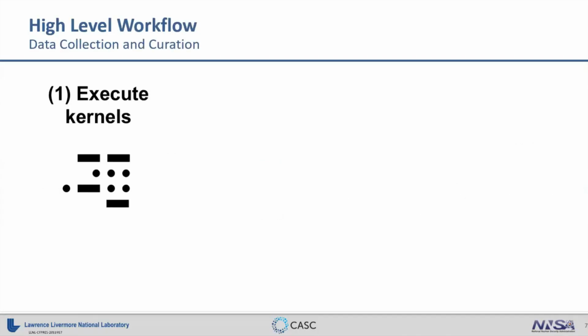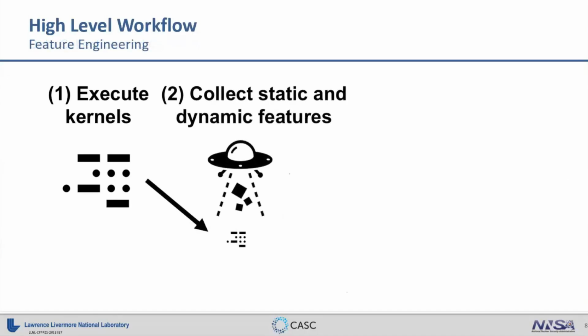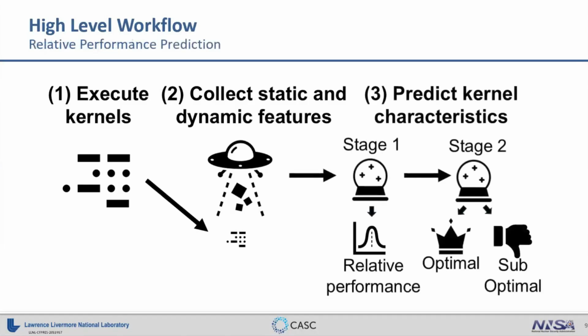So we began our predictive model with data collection and curation from multiple offload application executions. Next, we took the information we gathered, both compile time and runtime, and created training data using feature engineering techniques. And in the final step of the workflow, we made optimality predictions.